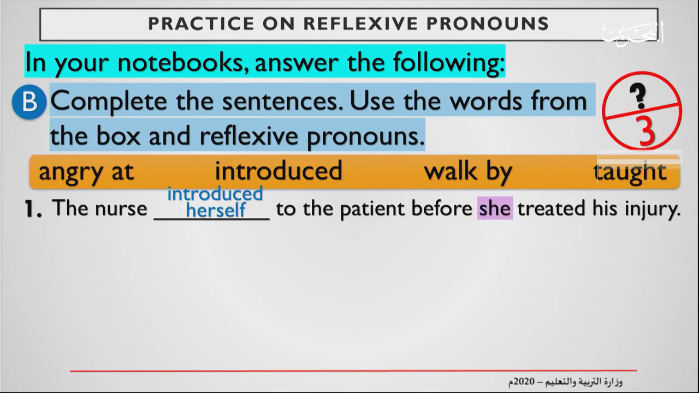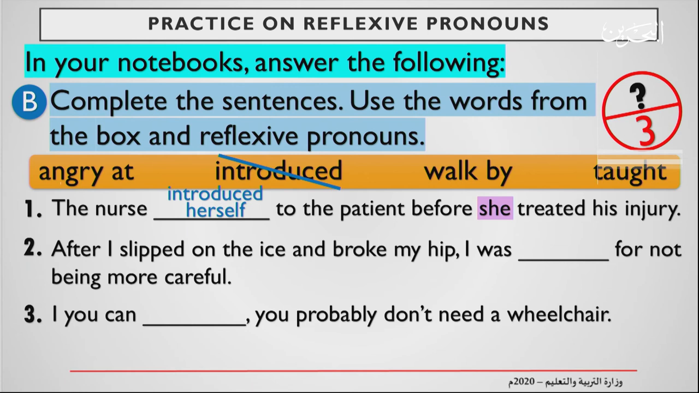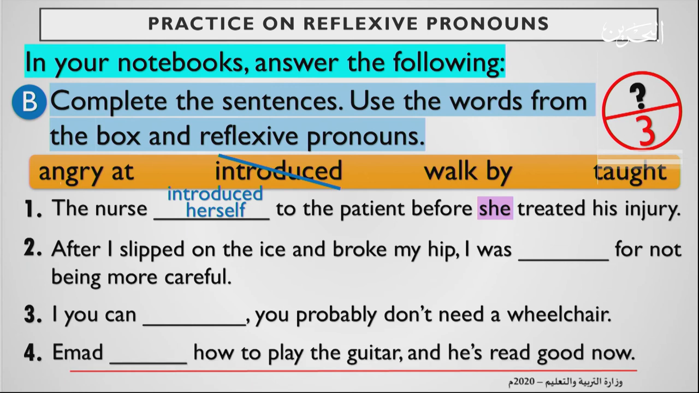How did I come up with that? Because I have a she. That's why I said herself. And I crossed that out. So you have second one, third one, and a fourth one. And you have 3 minutes.